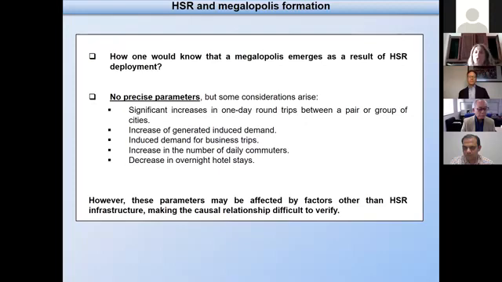Induced demand for business trips, an increase in the number of daily commuters, a decrease in overnight hotel stays. I don't need to stay in Rome, to sleep in Rome, to book a hotel, because in one hour I'm back home to my family. I want to highlight something: this phenomenon, of course, can be affected by other factors other than high-speed rail. But definitely we have observed this, at least for the corridor Napoli-Roma.